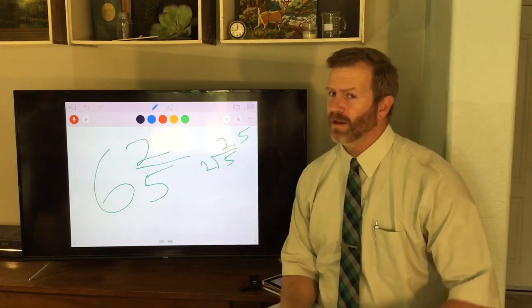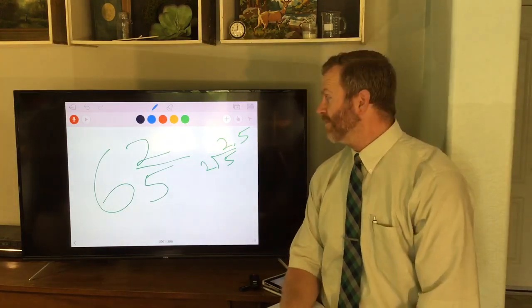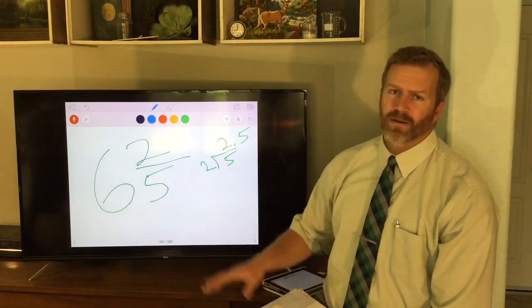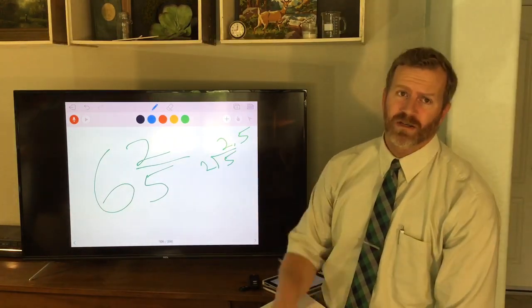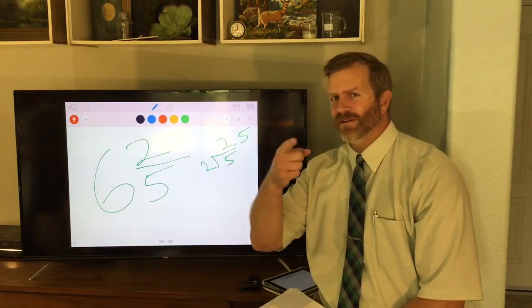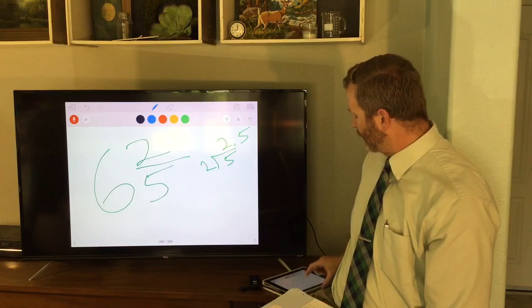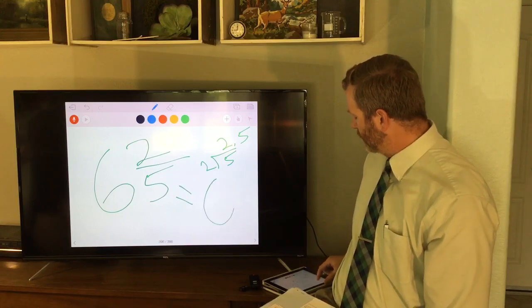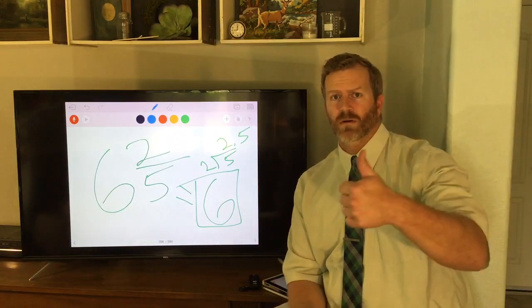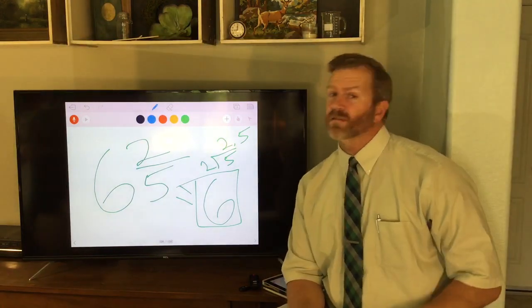Now, if we had a 3, sweet, we're going to round up. If we have a 4, sweet, we're going to round it up. But since we have less than half, what do I need to do with that number? Go ahead and say it with me. We need to round it down. So that 6 2/5 is going to become 6, just like that. Cool? I hope you're getting it. I'm getting it, so I hope you're getting it.